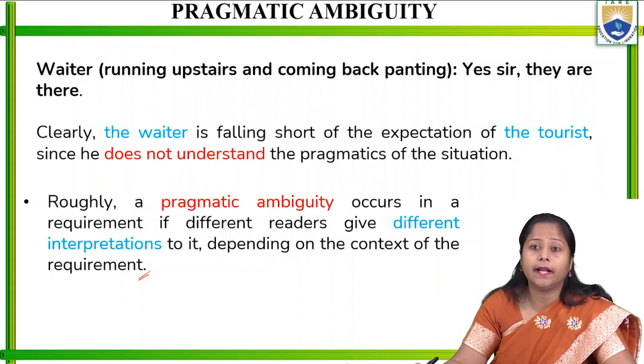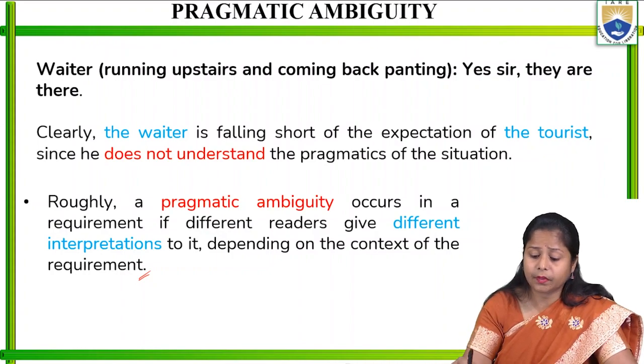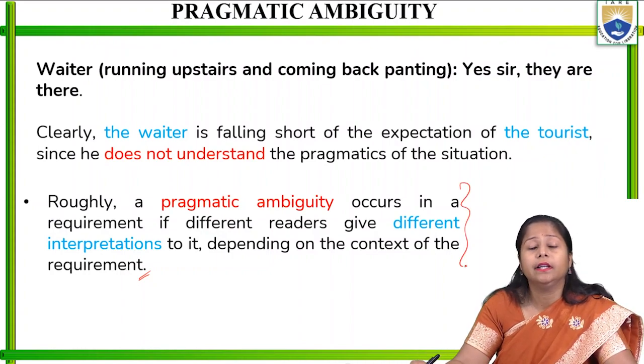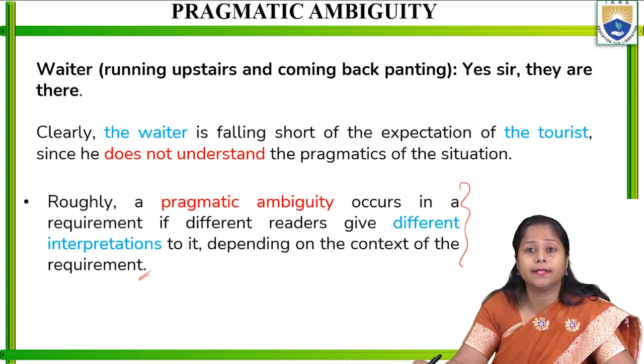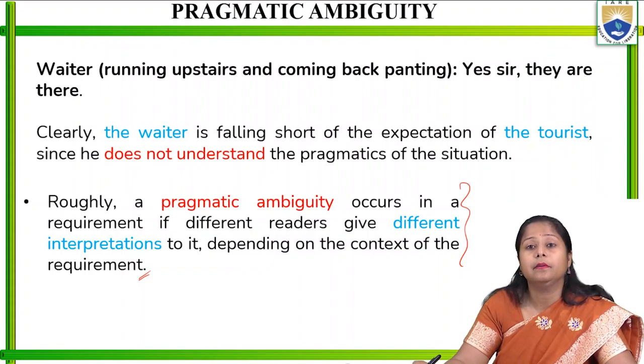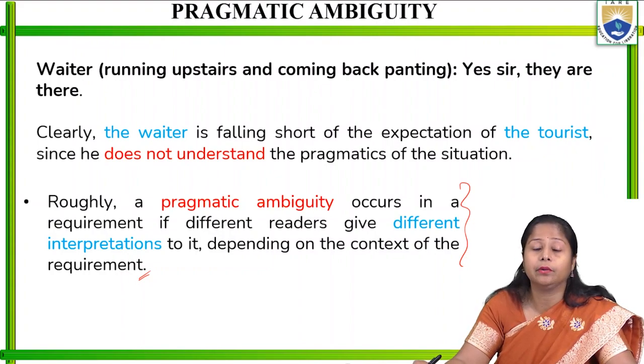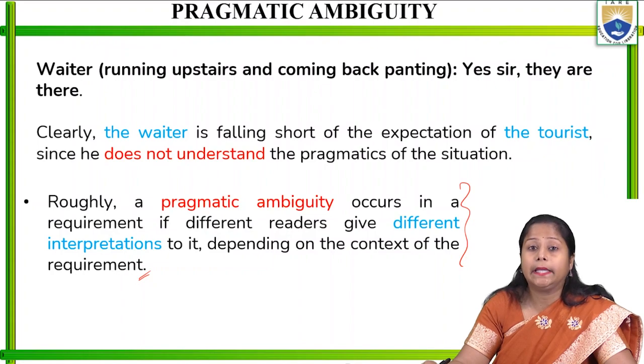So likewise, pragmatic ambiguity occurs when a person understands different meanings out of the interpretations in the context. What he or she understands actually depends on the context of the meaning of that particular sentence, a particular phrase, a particular word. So there can be many interpretations of the same communication.